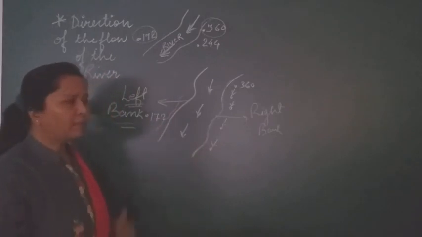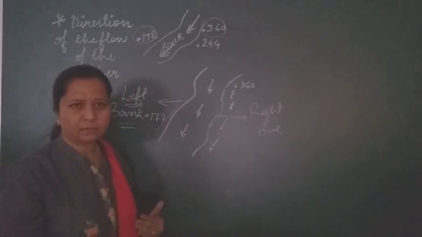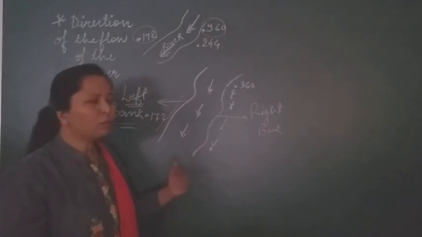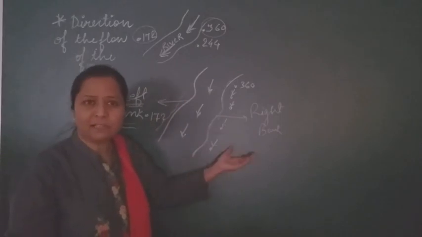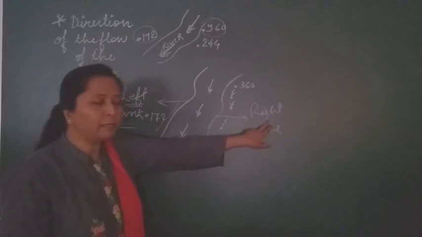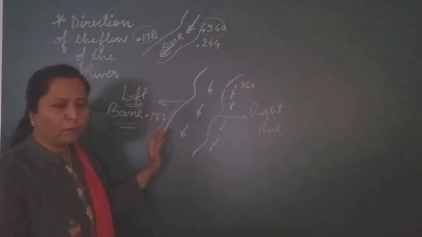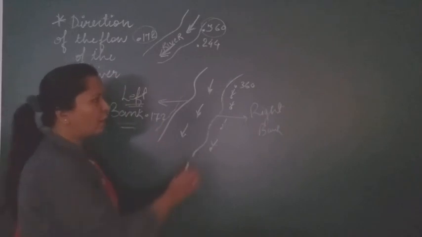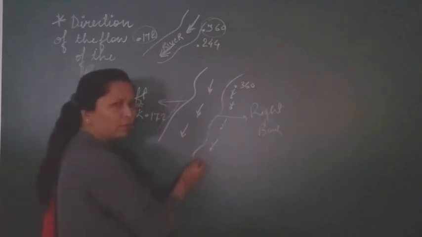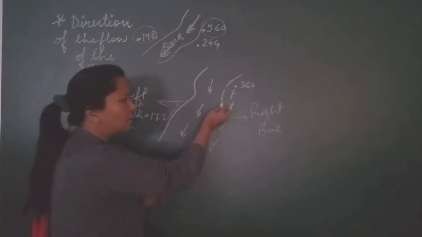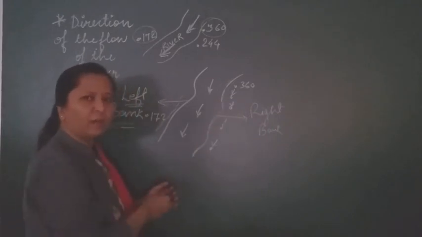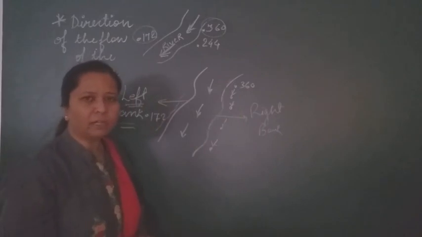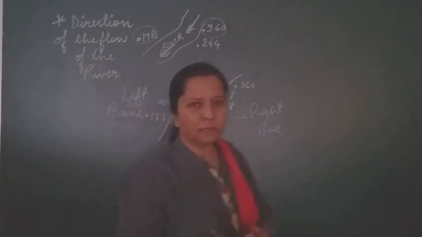Remember children that whenever a question is asked, you are not supposed to give the answer as right side. You are supposed to write the proper answer as right bank and left bank. So in this way you have to find out the bank of the river. You have to consider yourself at that particular place as though you are moving along the flow of the river, and very easily you can find out the right bank and the left bank.